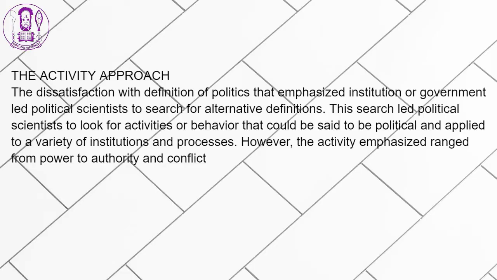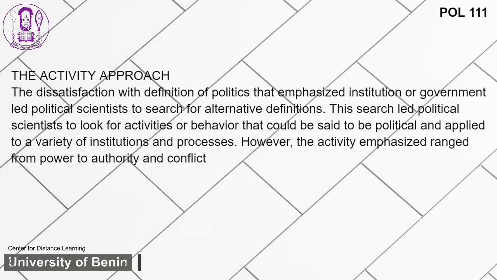The activity approach. The dissatisfaction with the definition of politics that emphasized institution or government led political scientists to search for alternative definitions. This search led political scientists to look for activities or behavior that could be said to be political and applied to a variety of institutions and processes. However, the activity emphasized ranged from power to authority and conflict.